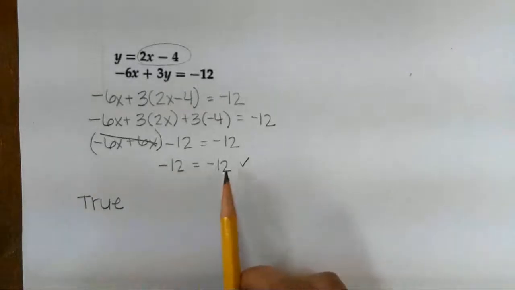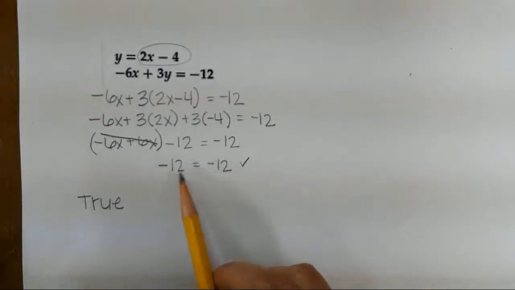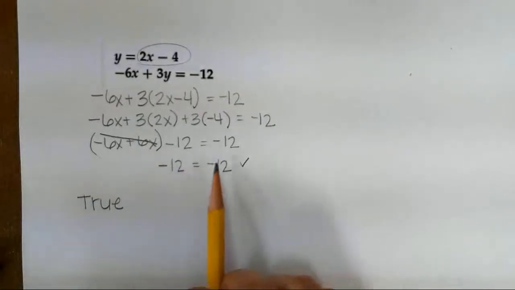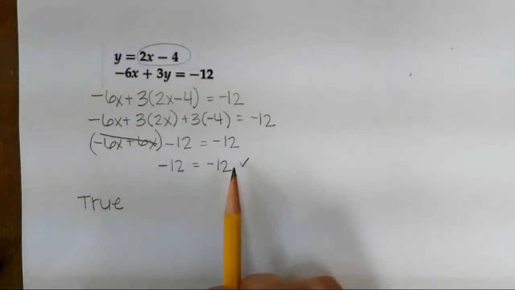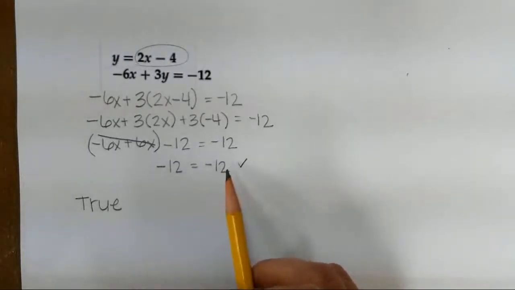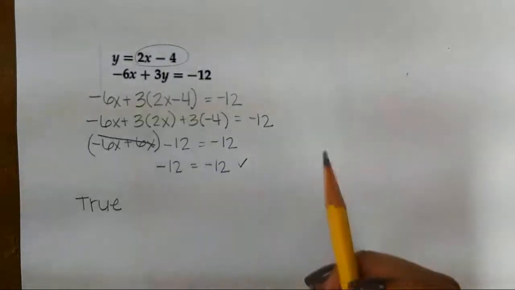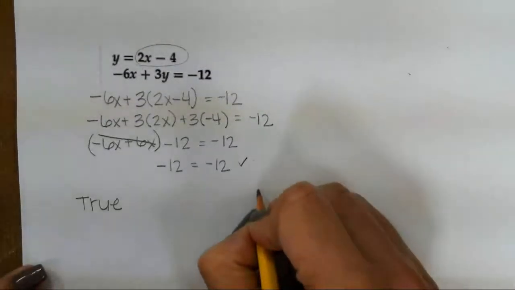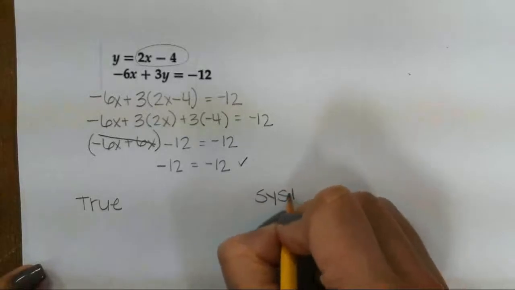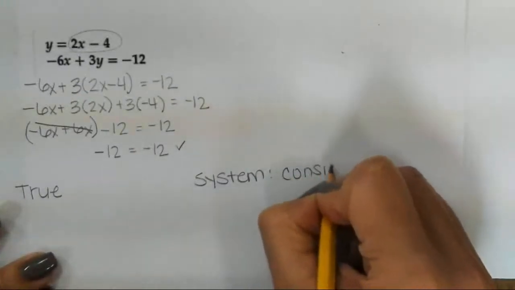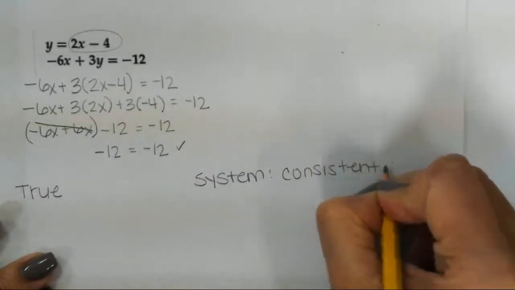If it's an infinite number of solutions, or if it's a true statement, in this case, negative 12 always equals negative 12. So for me, I look at something like this and I say, well, this always equals that. So if it always equals that, then it's always touching. And what kind of systems are always touching? So the system would be consistent and dependent.